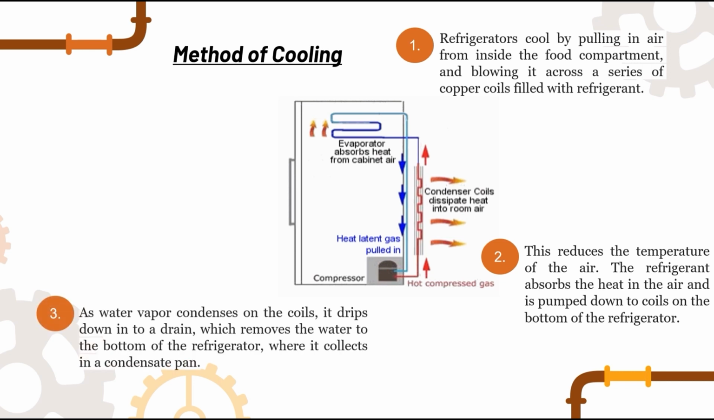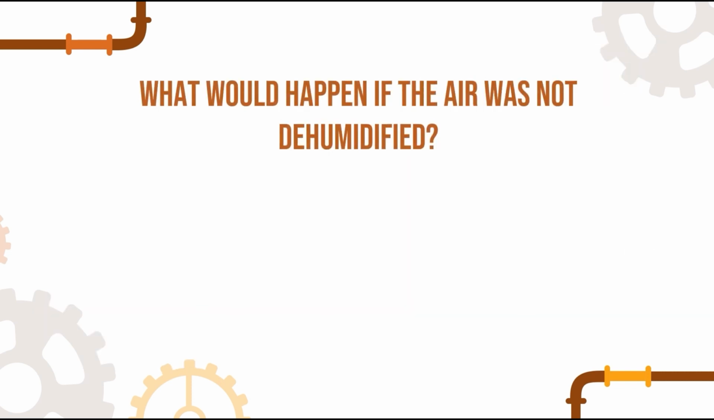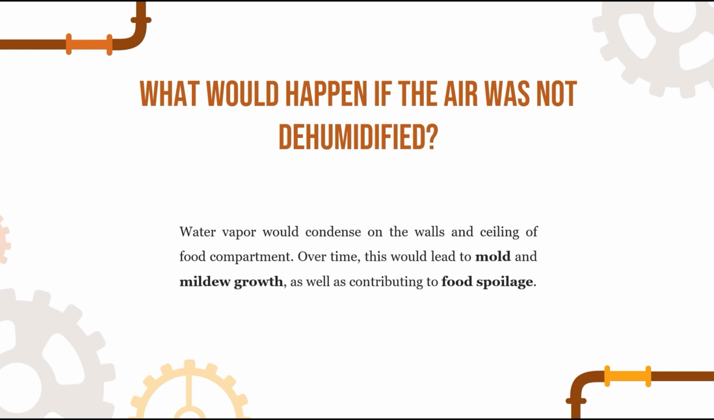Next, as water vapor condenses on the coils, it drips down into a drain, which carries the water to the bottom of the refrigerator, where it collects in a condensate pan. So, what would happen if the air in the refrigerator was not dehumidified? Water vapor would condense on the walls and ceiling of the food compartment. Over time, this would lead to mold and mildew growth, as well as contributing to food spoilage.